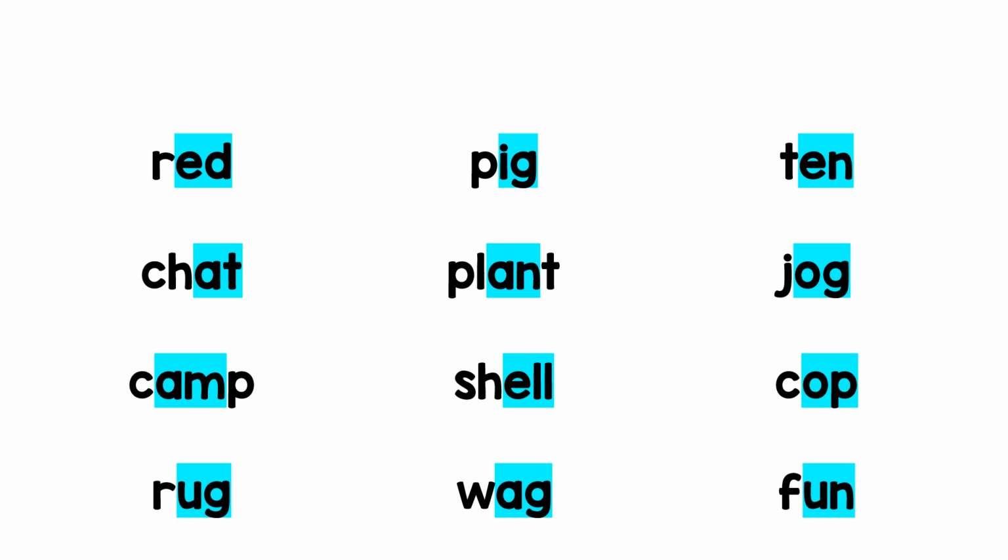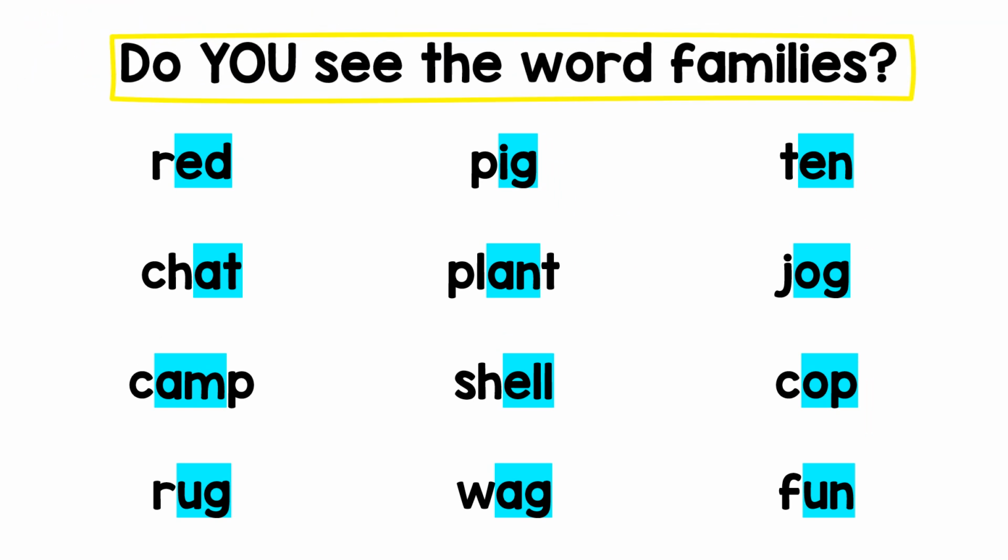Okay, boys and girls, let's try this. Do you see the word families? I went ahead and highlighted a lot of them to see if you would notice them. So let's see if they'll help us solve. Ready? Let's do this. In the first one, I see ed. Ed. Red. This next one, I see the at family. Ooh, and this is an H brother. Ch. At. Chat.